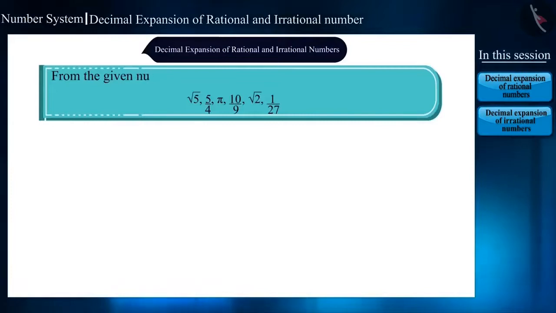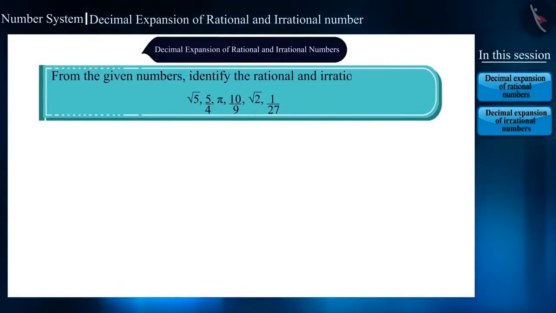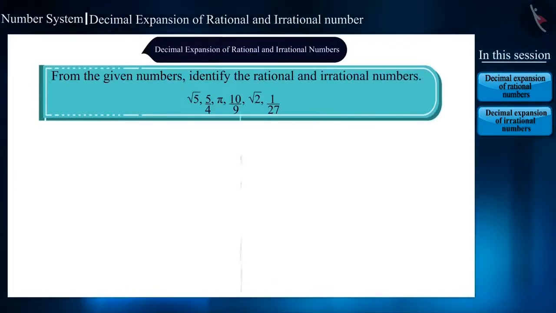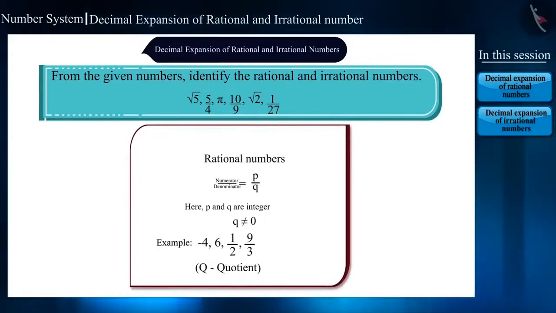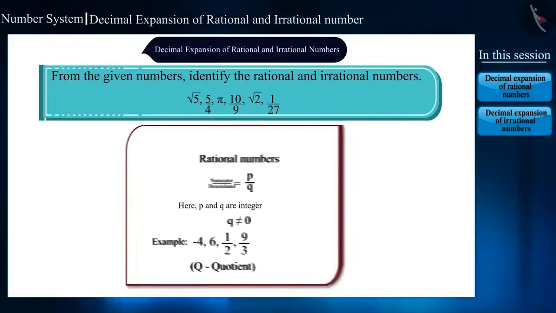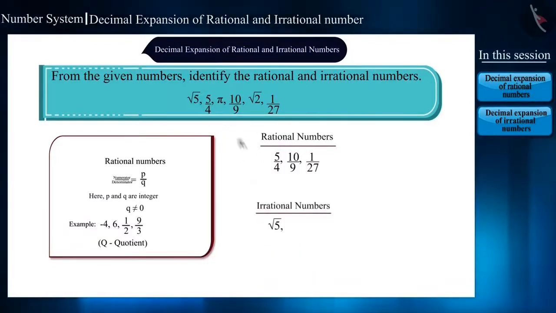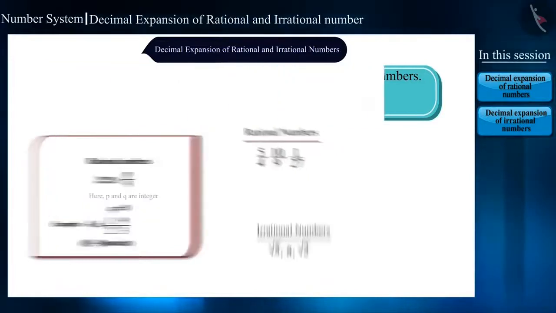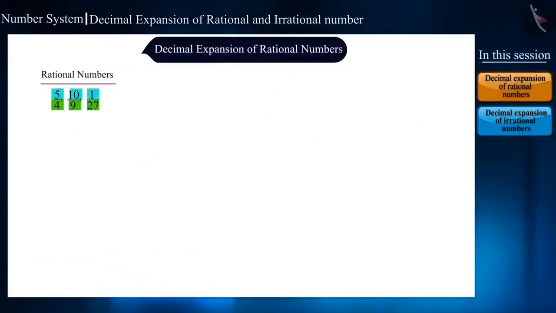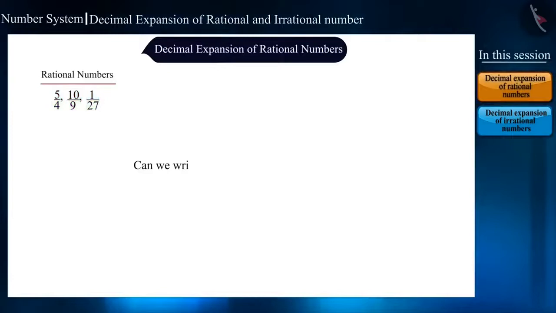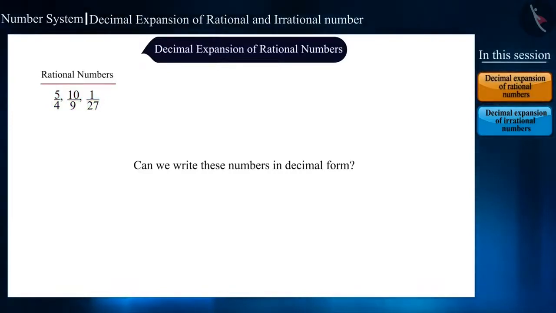Friends, can you identify the rational and irrational numbers from these numbers? We can easily identify them by simply taking note of the definition. So these are rational numbers and these are irrational numbers. All given rational numbers are in the form of fractions. Can we write them in decimal form?